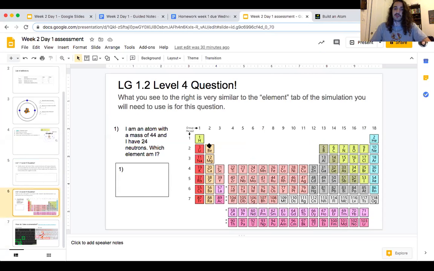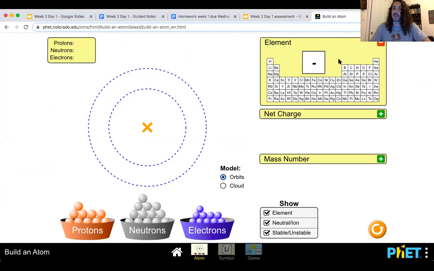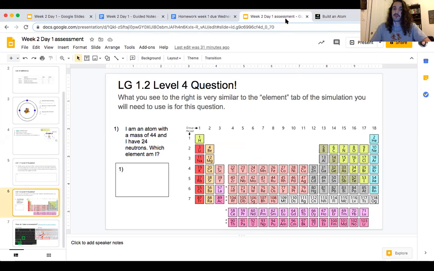For this question, you have to use this new periodic table, which is similar to the one in this element tab here, except it's a little bit different. It's got some helpful hints for you. You've got to use this question and find out which element on this periodic table you're going to use the letter symbols here. Like if you thought the atom was beryllium, you'd write in Be. Or if you thought the atom was boron, you'd write B. That's why they've got the little letters right there.